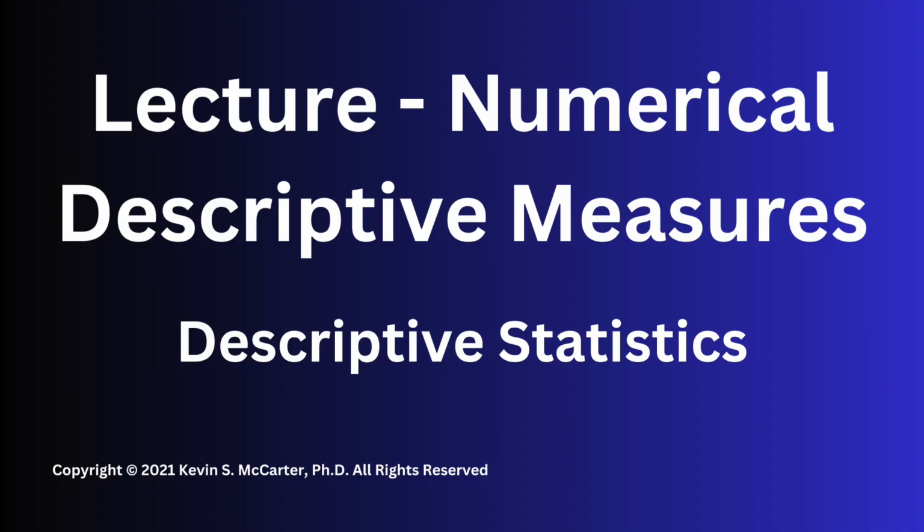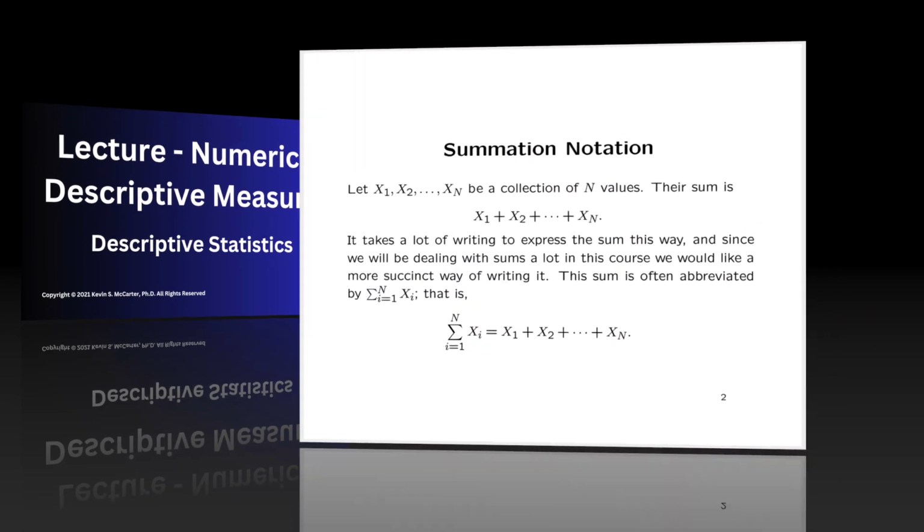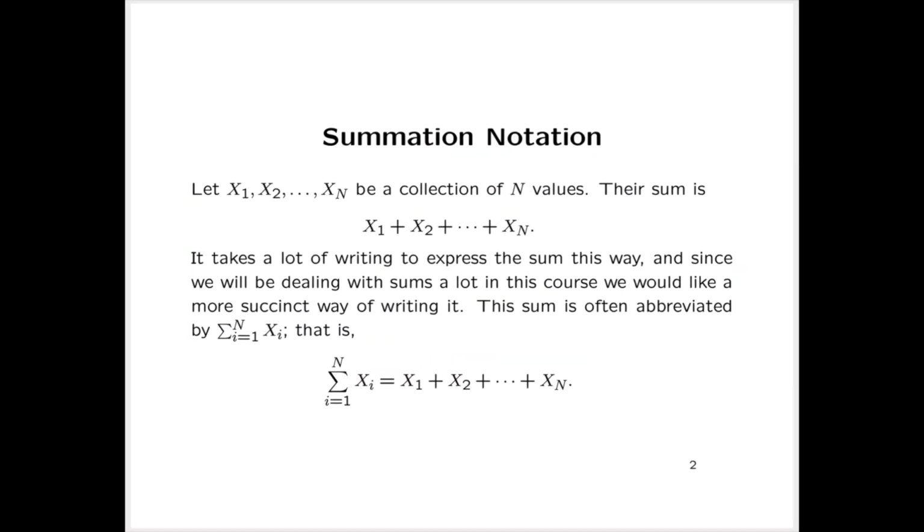Welcome back. In this lecture video, we're going to look at the numerical measures of location and dispersion more closely and in greater detail. Now first off, let's introduce some notation. Let x1 through xn be a collection of n values.